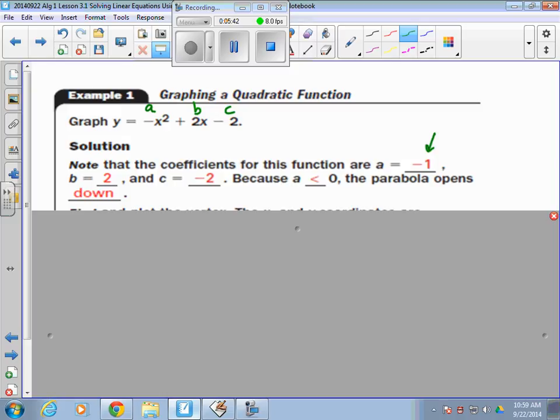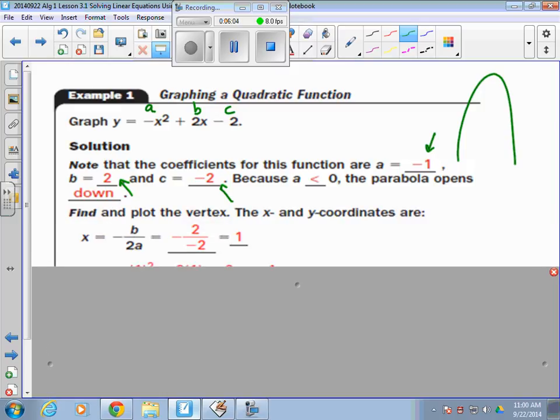So that's the first coefficient. The b coefficient is 2. And the c number, it's not a coefficient, is simply negative 2. Since a's value is negative, that's why it says since a is less than 0, you know that this parabola is going to open going down.